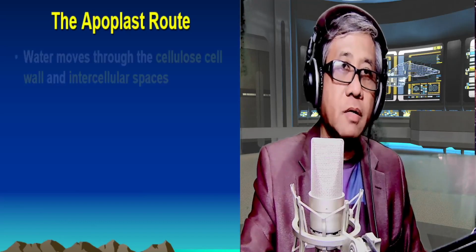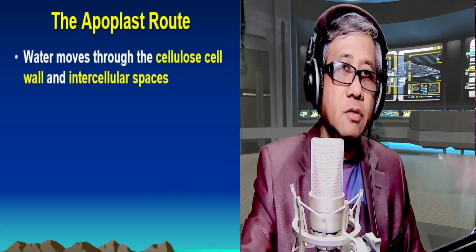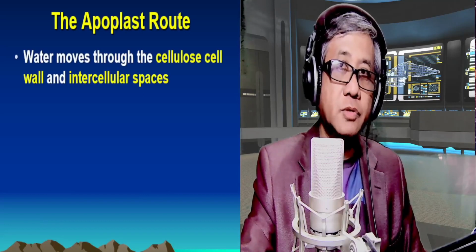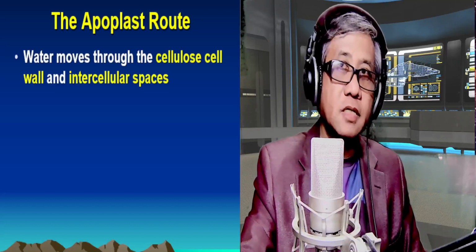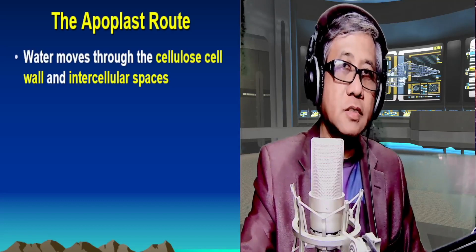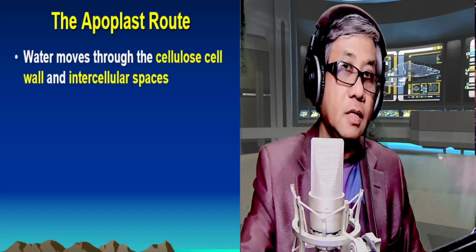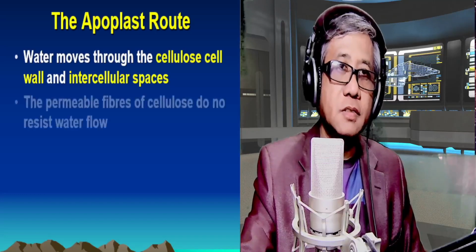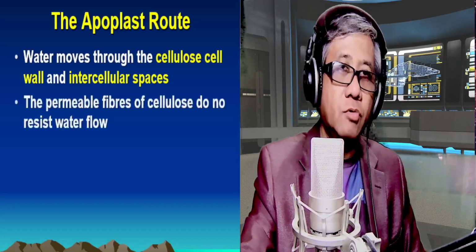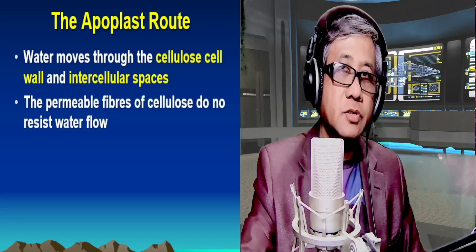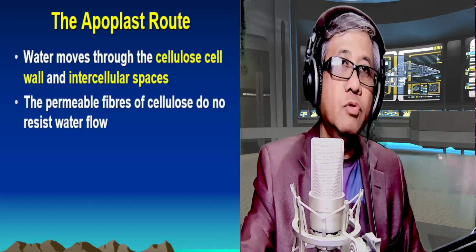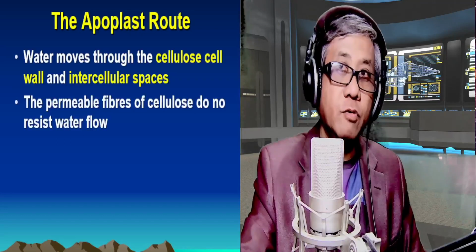Now water enters the root tissues through this pathway by passing through the cellulose cell wall and the intercellular spaces of the root cells. So in the apoplastic pathway, water moves through the cellulose cell wall and intercellular spaces. Now the cell wall is permeable to water. The permeable fibers of cellulose do not resist water flow.